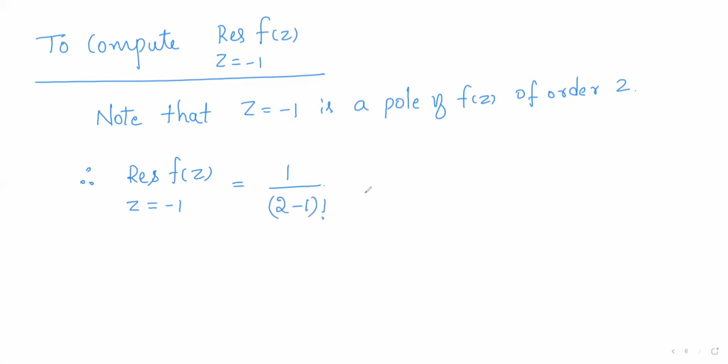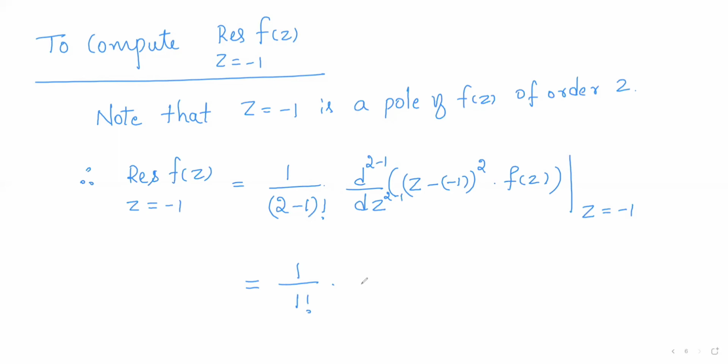So 2 minus 1 factorial into differentiation of z minus a. In place of a, we have minus 1, whole to the power order 2, into f of z. How many times you have to differentiate? h minus 1 times. So it is 2 minus 1 times at z is equal to minus 1. So 1 divided by 1 factorial into, so differentiation 1 time, z plus 1 whole square into f of z. f of z is what? f of z is e to the power z divided by z minus 1 whole square into z plus 1 whole square.